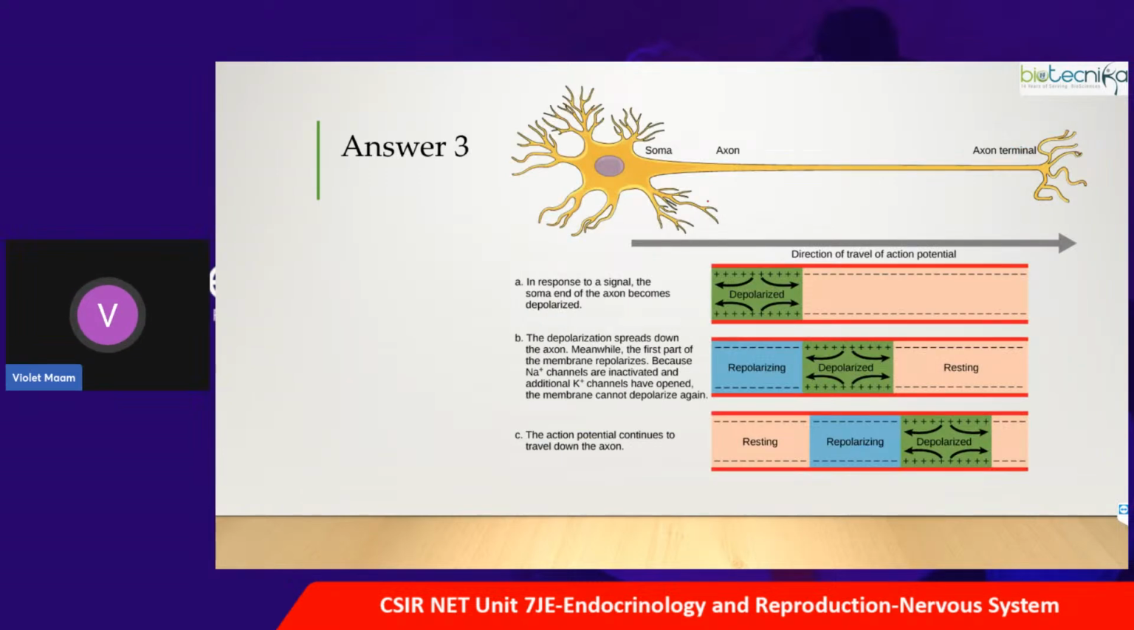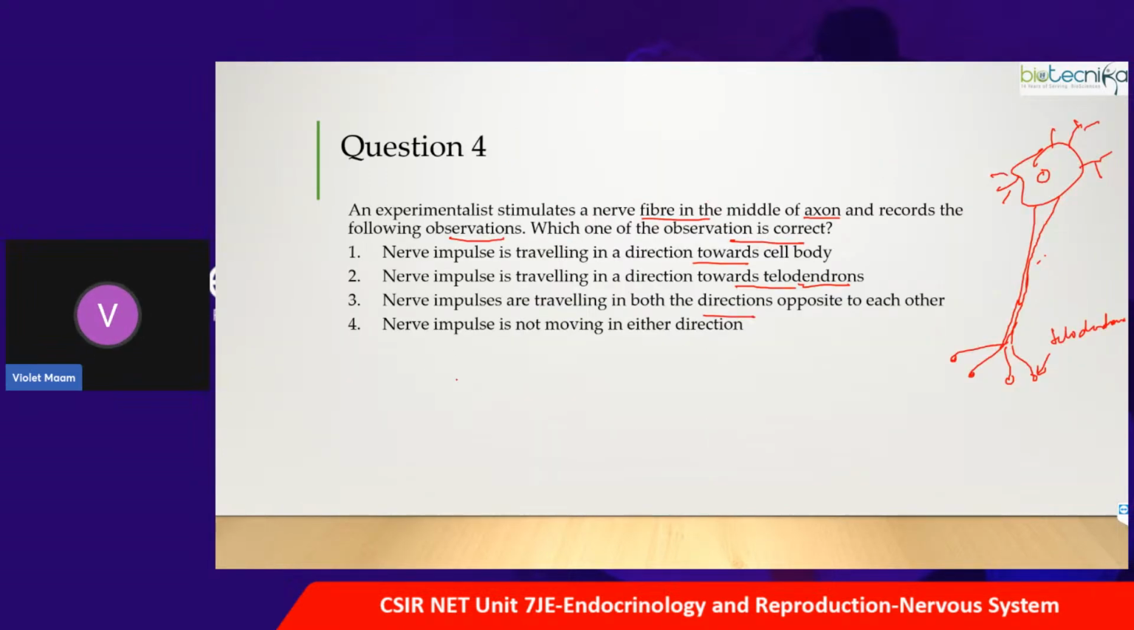Answer is option 3. Okay, so what is option 3 over here? It says nerve impulses are traveling in both the directions opposite to each other.